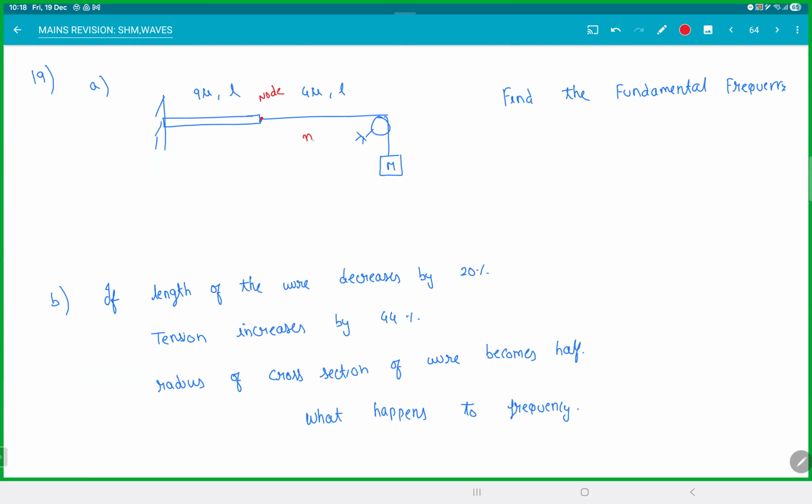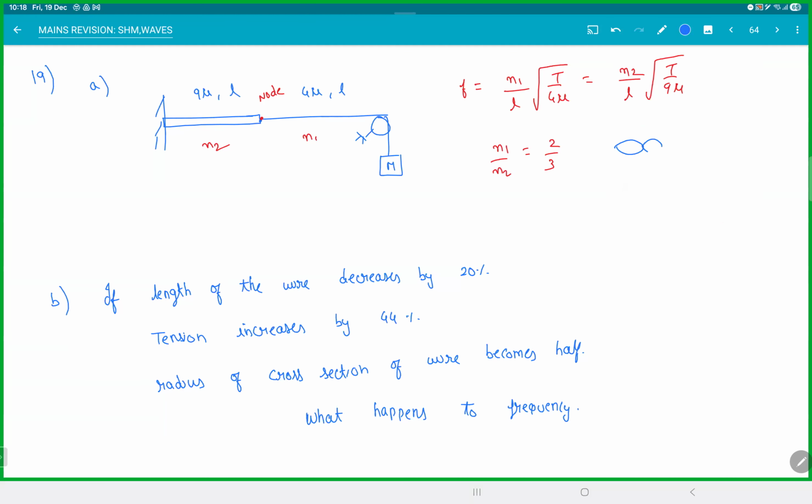Let there be n1 loops, let there be n2 loops. So frequency will be n1 by length L, root over tension is same 4 mu. This is n2 by length L, root over tension by 9 mu. So we get n1 by n2 is equal to 2 is to 3. What is the meaning of this? The meaning of this is whenever you get stationary waves on this, you have the ratio of loops is always 2 is to 3. So the fundamental frequency will be this.